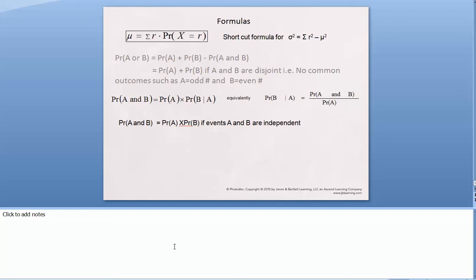All right, take care. I'm finishing this chapter now, but there is one more to come for probability.